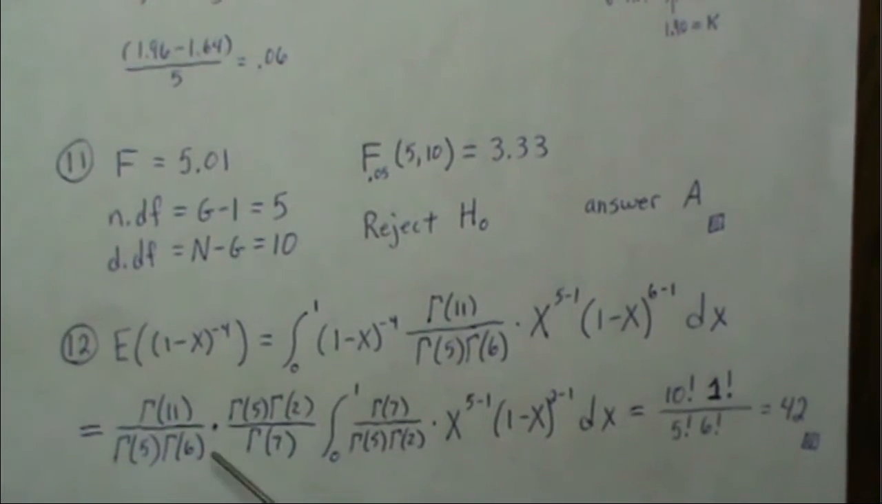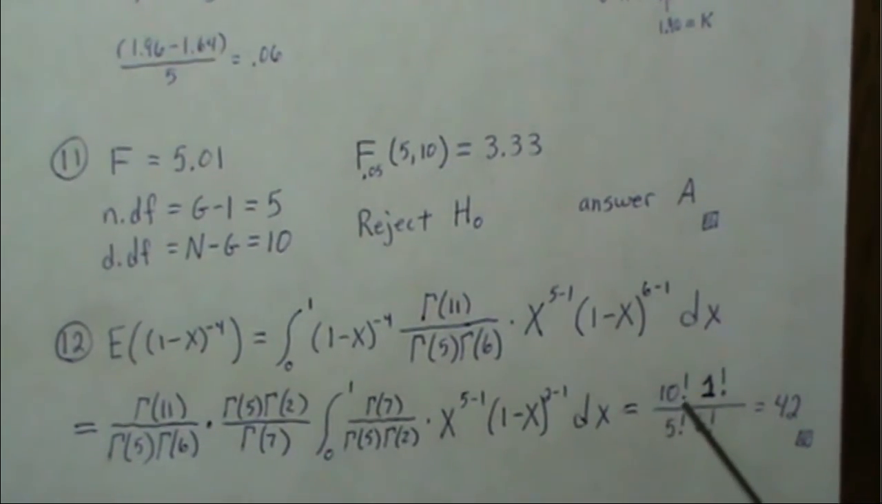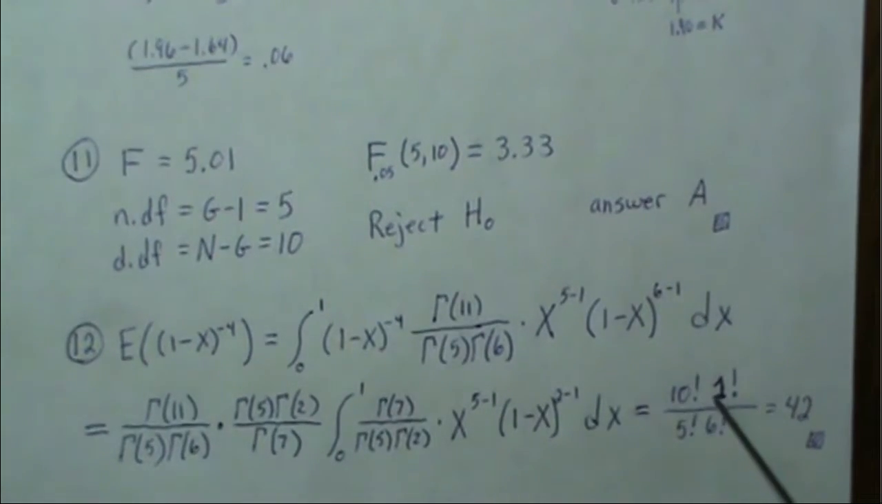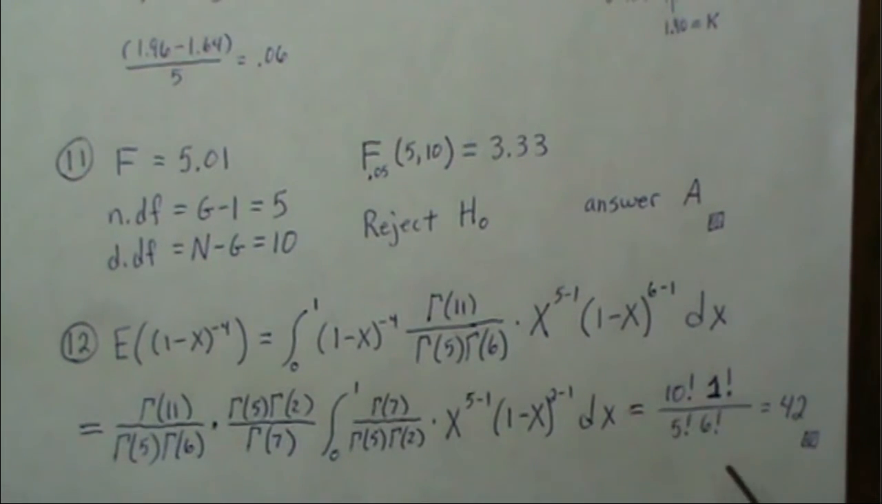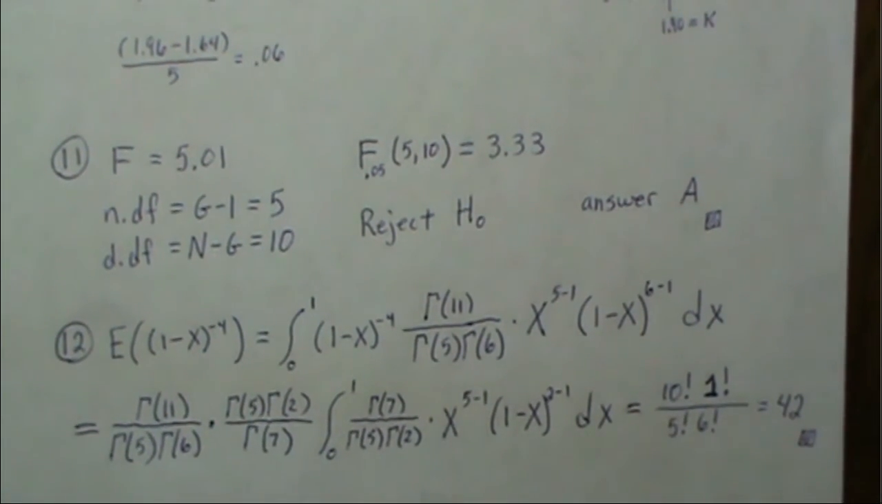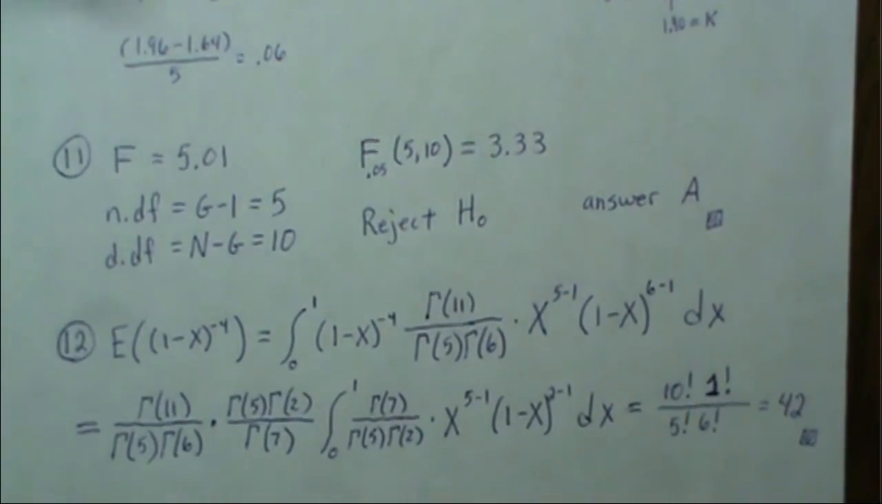The gamma 5s cancel. Now gamma of 11 is 10 factorial. Gamma 2 is 1. This would be gamma 6, and this is gamma 7. That reduces to 42 for your answer.